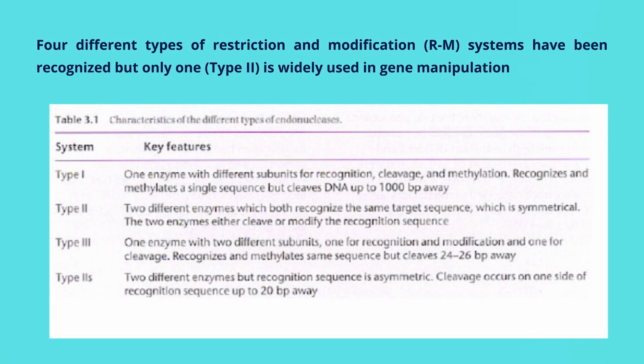So, here also we can see it cleaves around some base pairs away from the recognition site. In type 2 they are the same, in type 3 again it is different and it is 24 to 26 base pairs away. Whereas, what is type 2S? Type 2S acts on those and produces an asymmetric cut, we can say. Cleavage can occur at the recognition sequences up to 20 base pairs away.